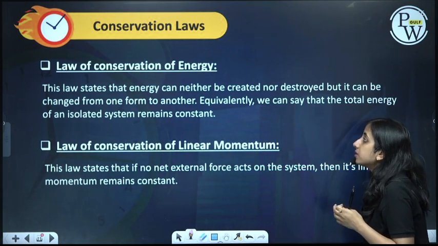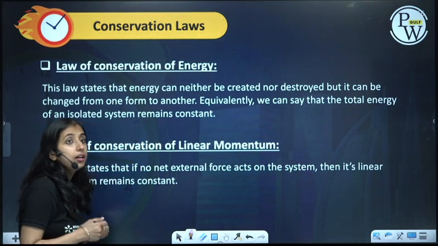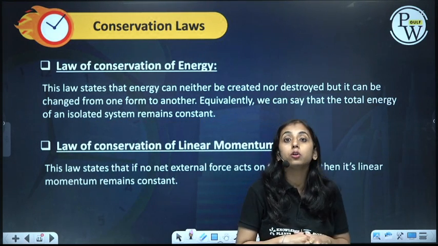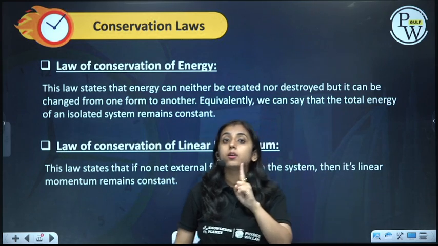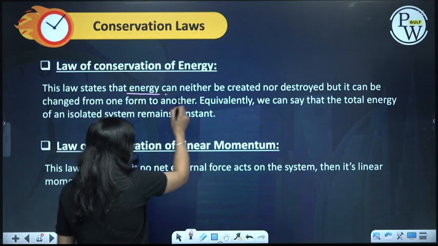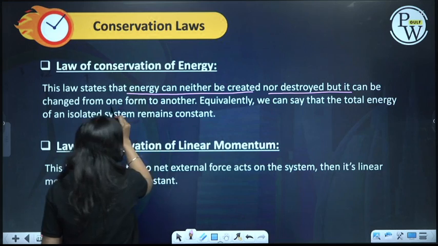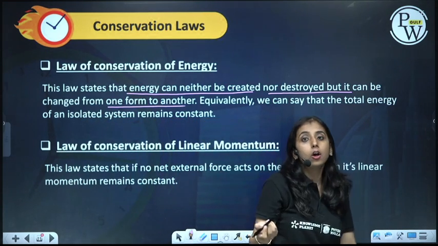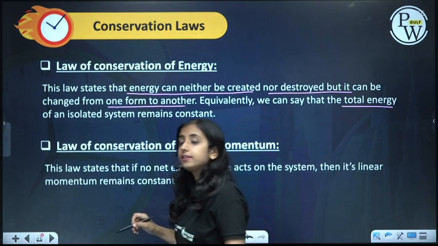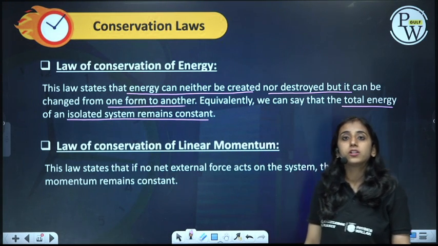So first comes the law of conservation of energy. Let's study what this law states. The law of conservation of energy states that energy can neither be created nor destroyed. It can only be transferred from one form to another. Or equivalently, we can say that the total energy of an isolated system remains constant.